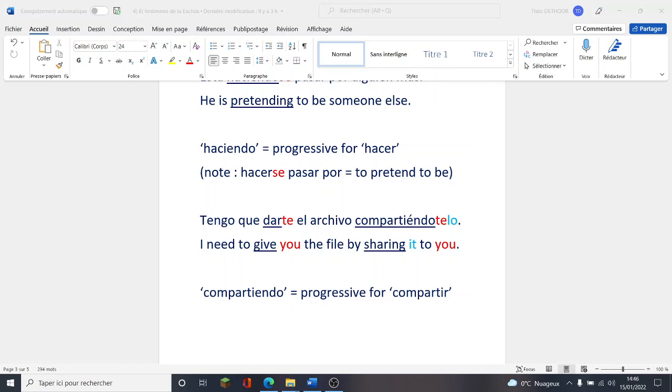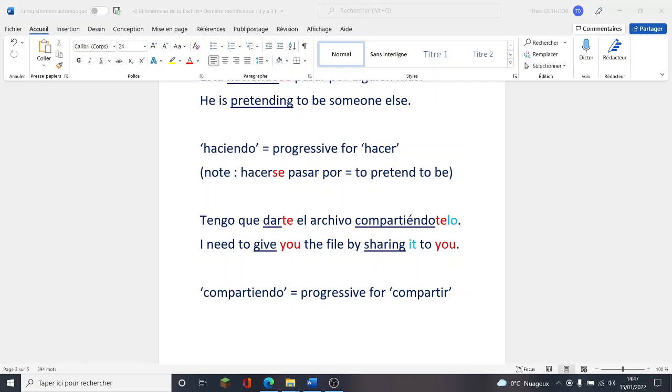So the first case of the sentence, darte, we've already tackled it before in the video. I won't go back about it. It's quite easy. It's a case for the infinitive form. The one which is interesting in this sentence is compartiéndotelo, which is quite weird maybe for you, but if you analyze it step by step, it's not that hard.